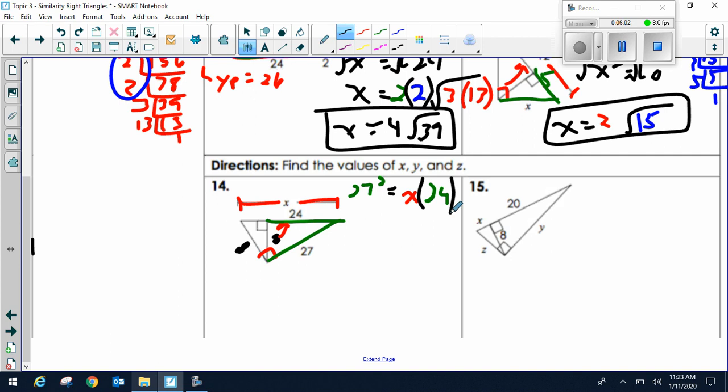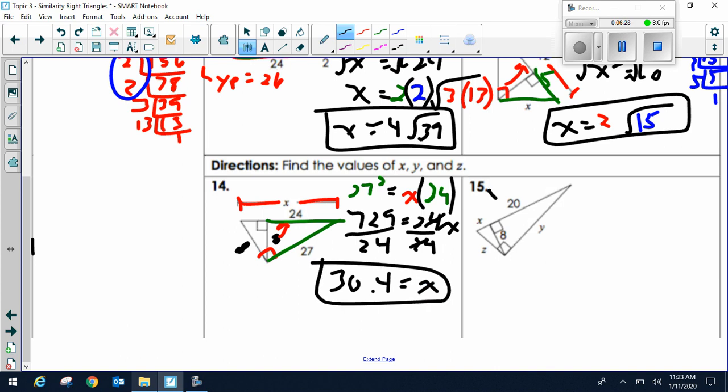So again, 27 squared is 729. That's going to equal 24x. And in this case, nice and easy, we just have to divide by 24 on both sides. And we get x is equal to about 30.4. And we're not doing 15.